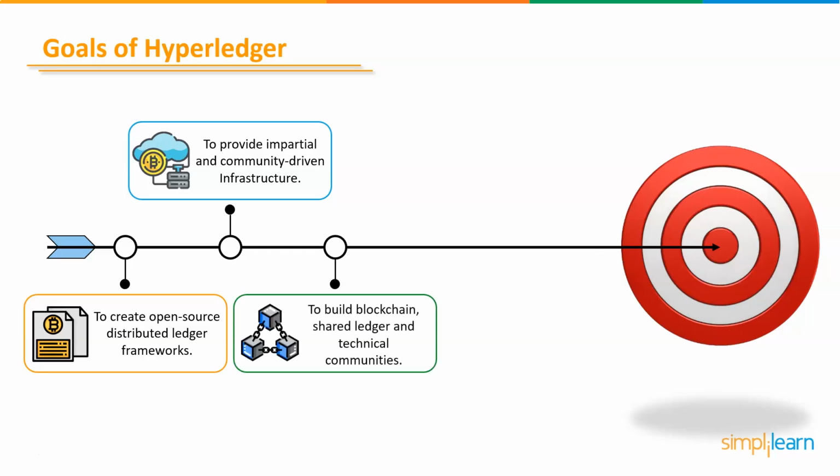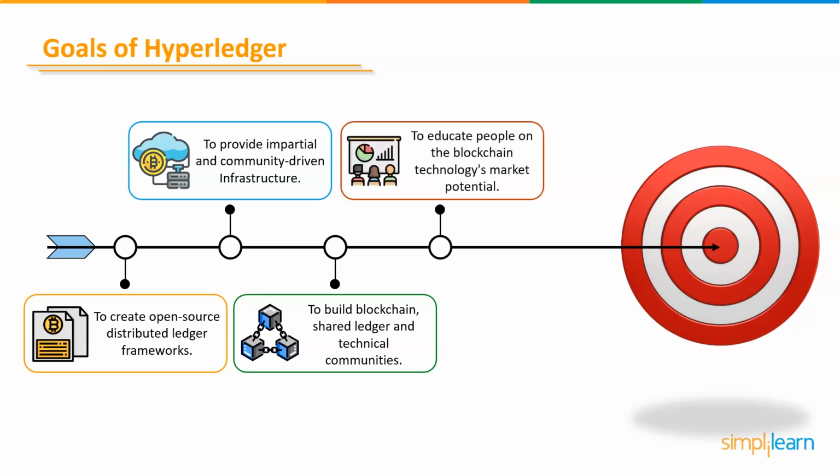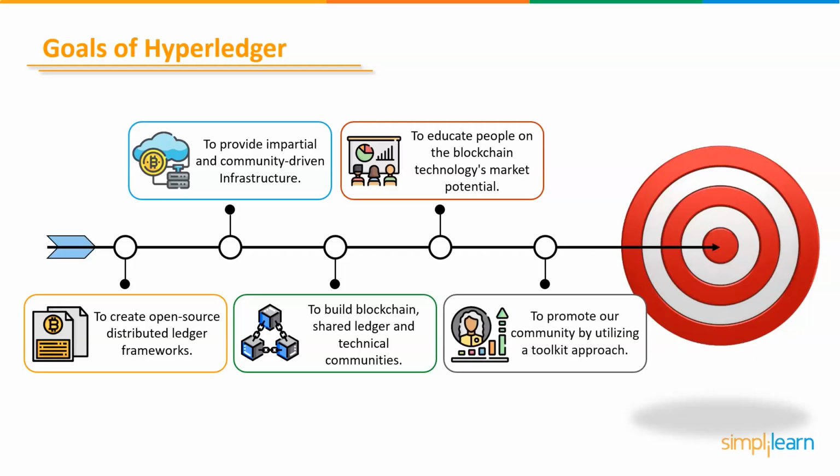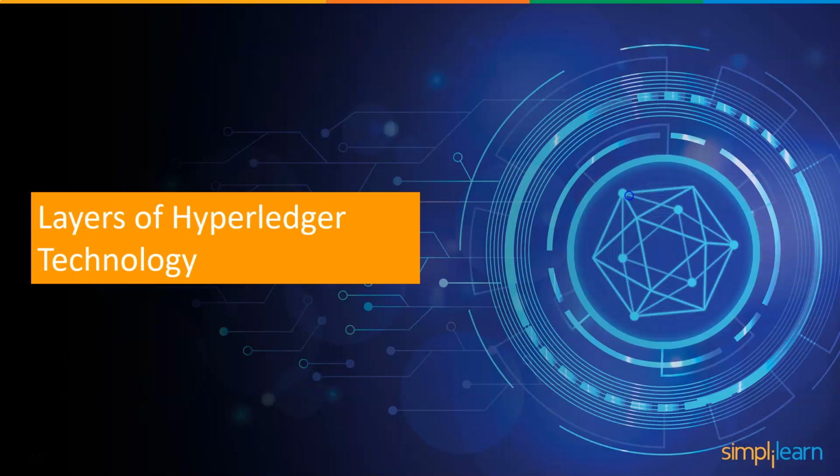Third is to develop blockchain and shared ledger, POCs, application cases, field trials, and deployments, and build technical communities. Fourth is to educate the general audience on the blockchain technology's market potential. Fifth is to promote our community of communities by utilizing a toolkit approach that includes a variety of platforms and frameworks.